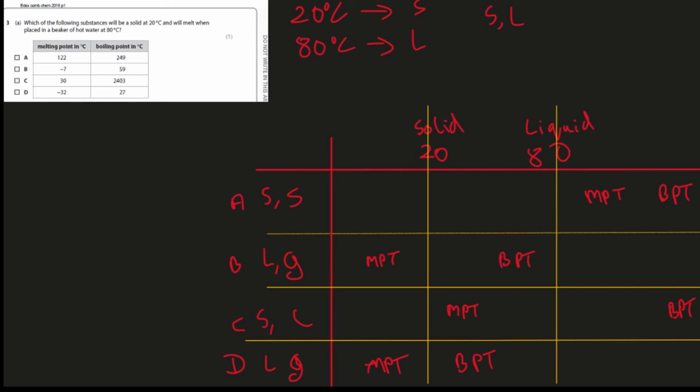G for gas. And we want to know which one is going to be a solid at 20 and a liquid at 80. So it's not A. B is a liquid and then a gas, so it's not that. C is a solid and then a liquid, so it is that. And D is a liquid and then a gas. We want a solid and a liquid, so it's not that either. So the answer is C.